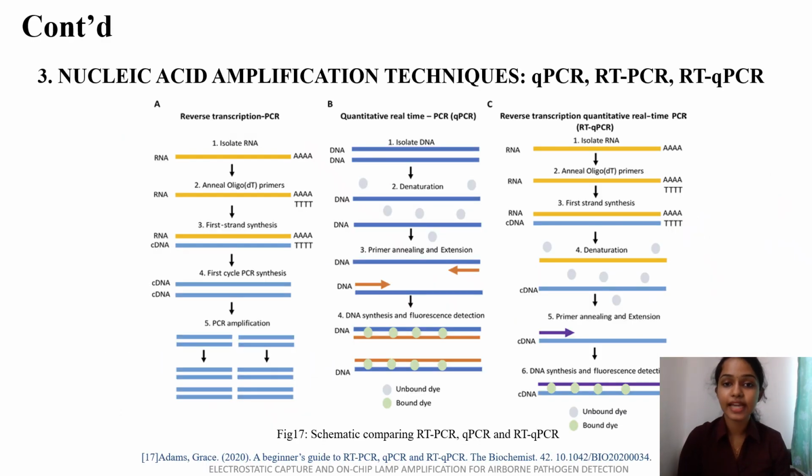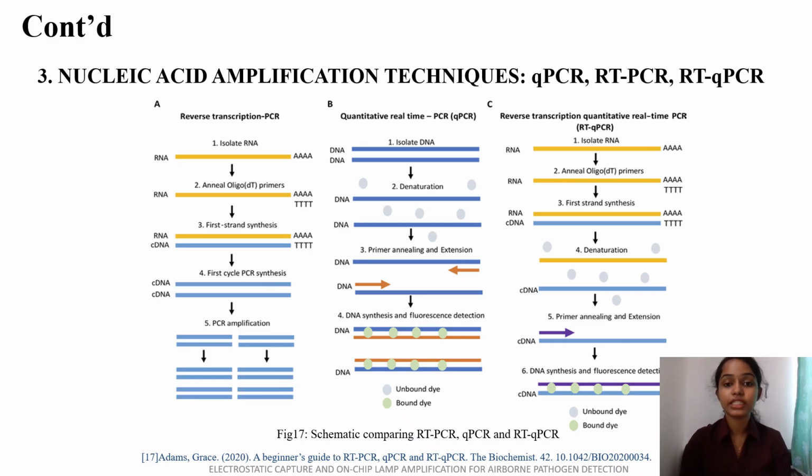Next one is the nucleic acid amplification technique. It consists of qPCR, RT-PCR, and RT-qPCR. RT-PCR, that is reverse transcriptase polymerase chain reaction, is firstly used for RNA viruses. The RNA is isolated, then converted to a copy of DNA, that is cDNA, using reverse transcriptase, and the cDNA is amplified by polymerase chain reaction to detect RNA viruses. It does not measure the quantity.